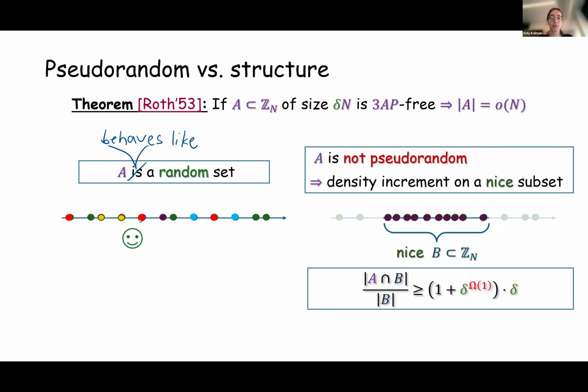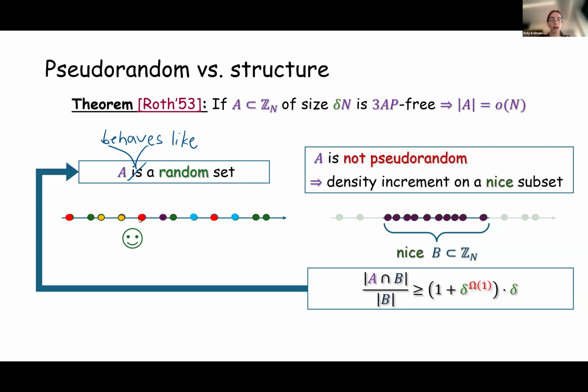Now we can ask the same question and repeat with A inside B and ask, okay, A inside B, does it behave like random? We have 3AP, or otherwise we say it's not pseudo-random and find even smaller structure. When would we finish? When we reach density 1, we will get 3AP and thus show that the set is not 3AP free.